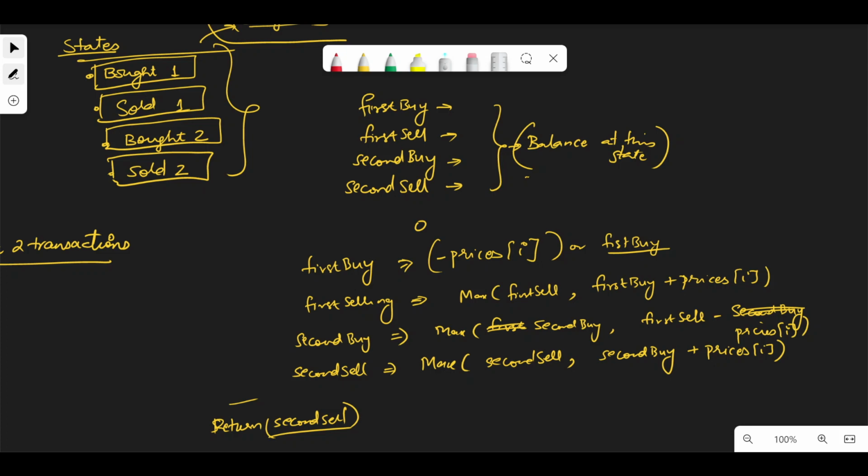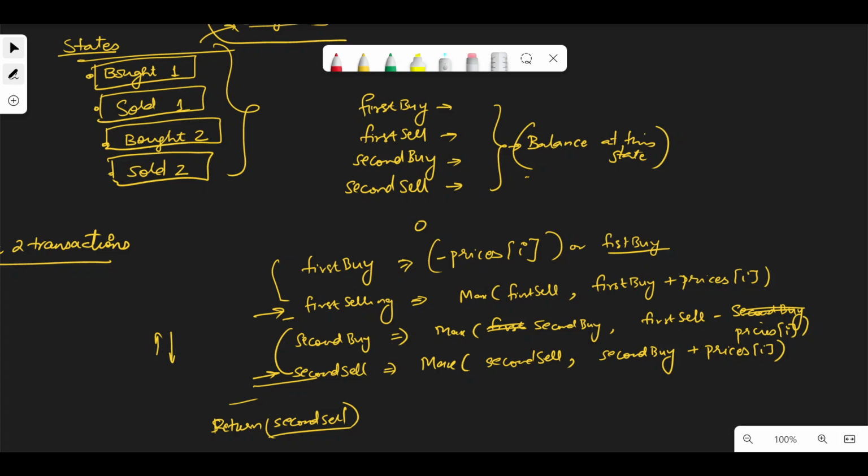It could also be because second sell will never be negative. It's the last state. And so that's fair. Even if you don't actually do two transactions, because you're maintaining the maximum, second sell will never be smaller than first sell, because it could just consider the case where you buy and sell on the same day, and so we're trying to get to a larger value.